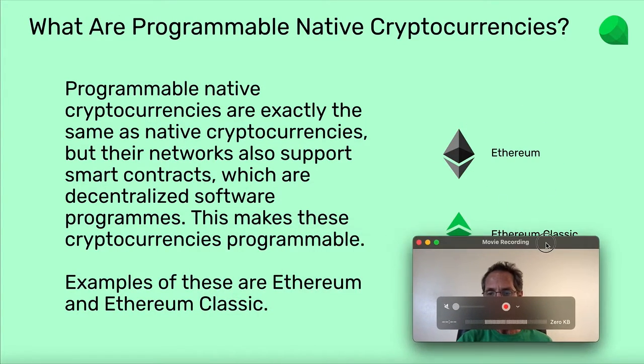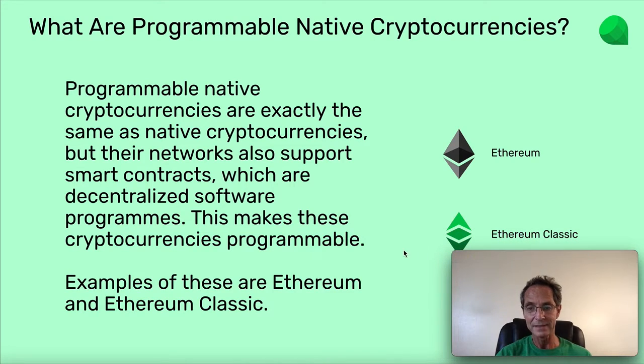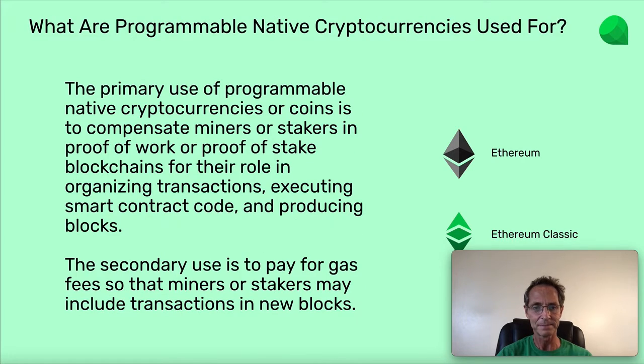So Bitcoin is not programmable, and that is why it's not a programmable native cryptocurrency. But all these cryptocurrencies, whether they're programmable or not, are native because of what was said before. They have a base economic value to pay for blocks, transaction fees, and in the case of the programmable ones, they pay for the execution of smart contracts and dApps.